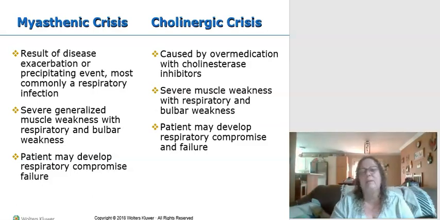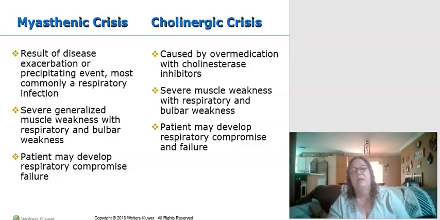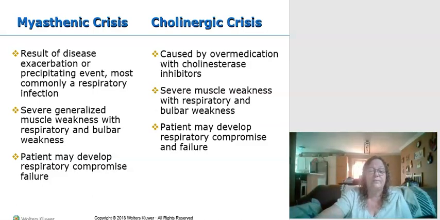So your signs and symptoms are severe muscle weakness with respiratory and bulbar weakness, right? And patients may develop respiratory compromise and failure. The treatment is slightly different, right? In a cholinergic crisis, should be treated by withdrawing all anticholinesterase medication.